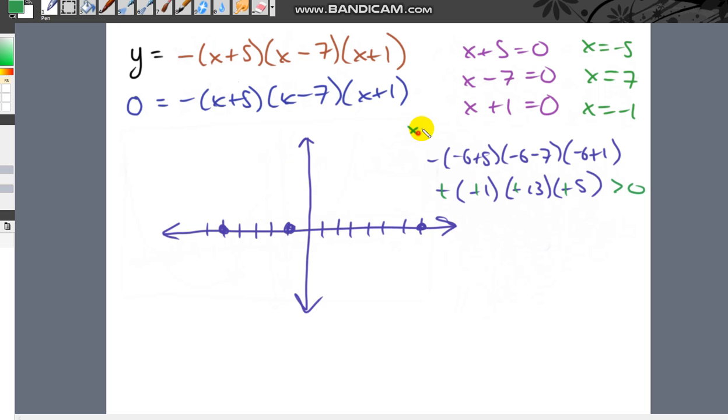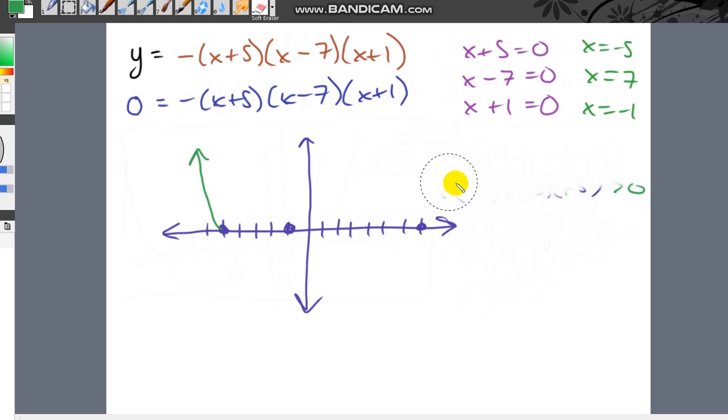So that means when x equals -6, or something that's less than -5 here, this is going to be greater than 0. Okay, so what this means is that this value is going to be above the x-axis. So that's the first part.